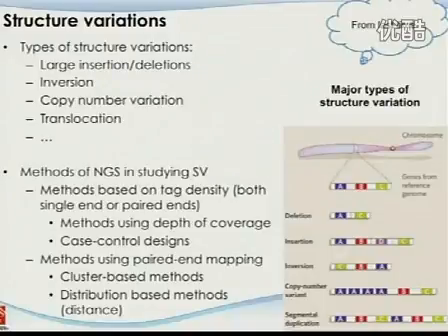So basically, that's evaluating the distance between two pairs and how that can give us an indication whether there are large insertions, deletions, or other types of structural variations. Okay, so this is everything that we talked about last time.